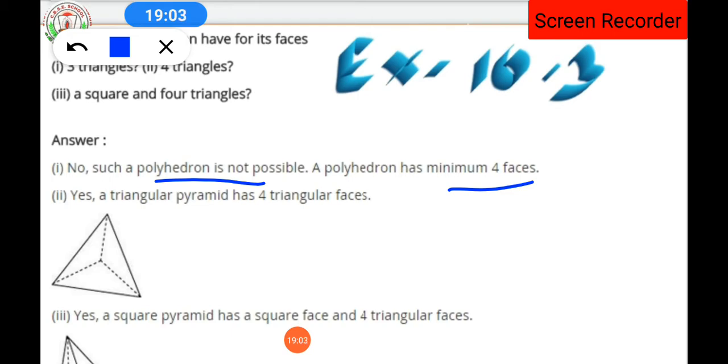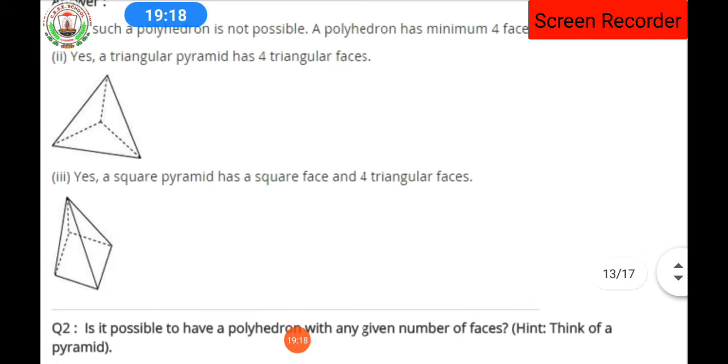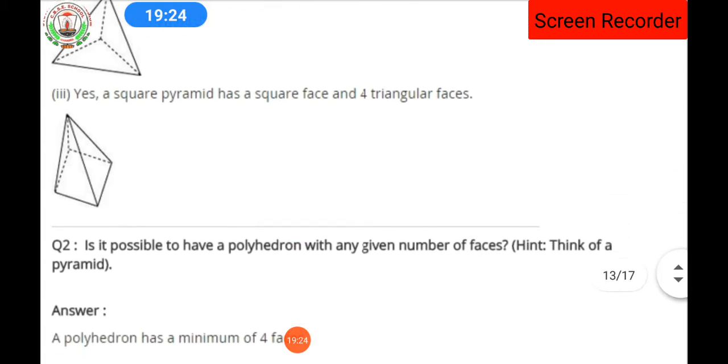Second, if it is 4 triangles, then yes, the polyhedron is possible. A triangular pyramid has 4 triangular faces. So this one is okay. Now moving toward the third one, a square and 4 triangles. So again the answer is yes, a square pyramid has a square face and 4 triangular faces. So that is possible.